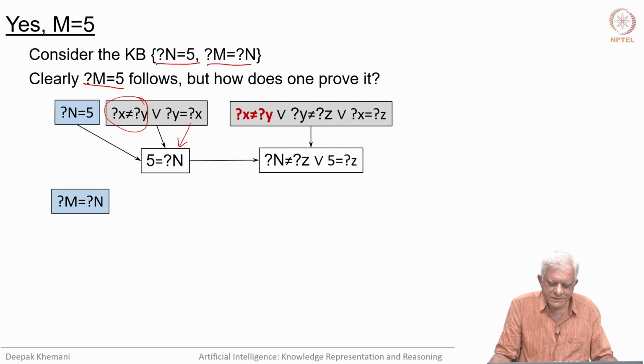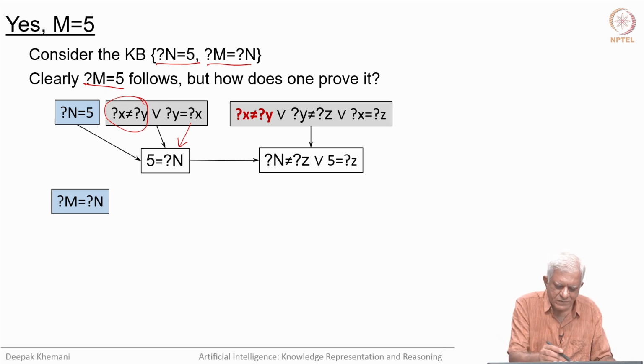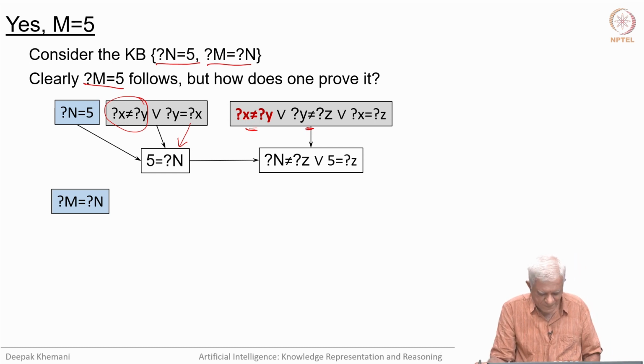Then we use the transitivity rule. If x is equal to y and y is equal to z, then x is equal to z. This is expressed in clause form. Notice that the first two are negated, and the third one is not negated, and we are matching this 5 equal to n with this one that has been shown in red. That will get cancelled, and the remaining two will come here, and what we will get is n is not equal to z or 5 equal to z essentially.